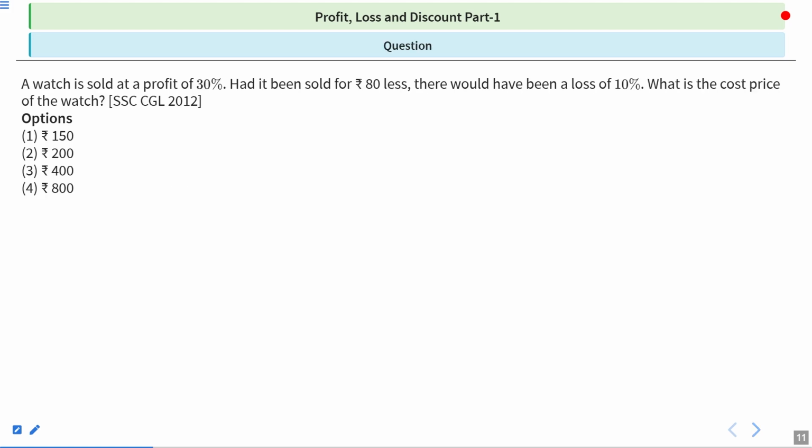A watch is sold at a profit of 30%. Had it been sold for 80 rupees less, there would have been a loss of 10%. What is the cost price of the watch? This question was asked in the SSC CGL 2012 exam. Now there are four options of this question. First one is 150 rupees, second one is 200 rupees, third one is 400 rupees, and fourth one is 800 rupees. Now you have 10 seconds to solve this question. Your time starts now.